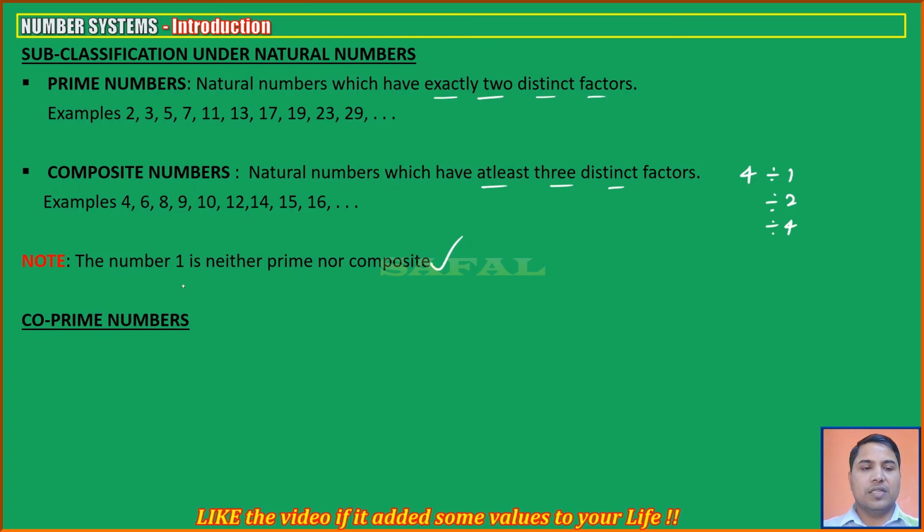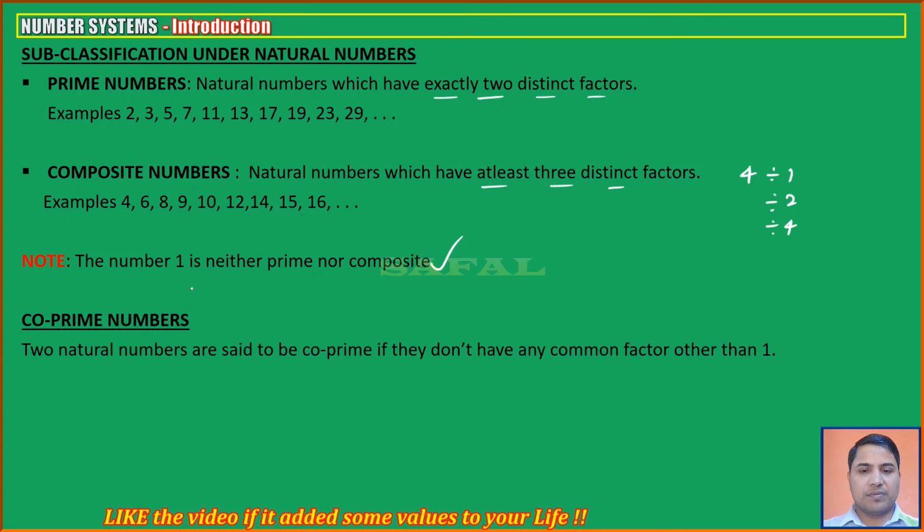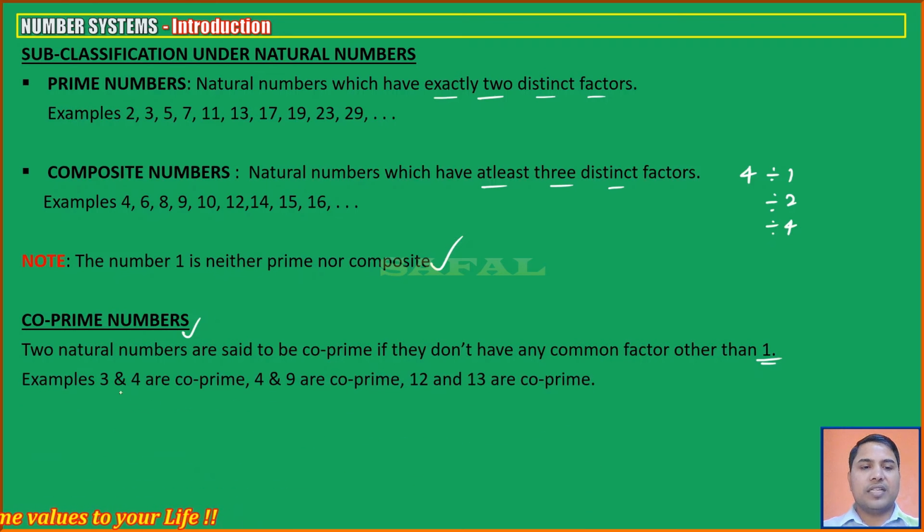Co-prime numbers. So two natural numbers are called co-prime if they don't have a common factor other than 1. So if I am taking two natural numbers and the only common factor between them is 1, then I can call them co-prime. For example, 3 and 4 are co-prime. Why are 3 and 4 co-prime? Because the only common factor between 3 and 4 is 1.